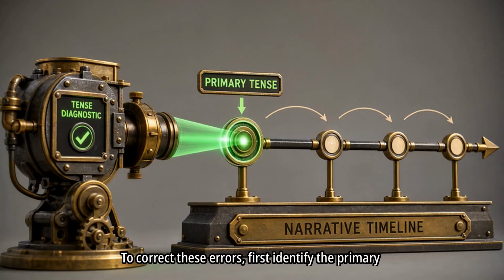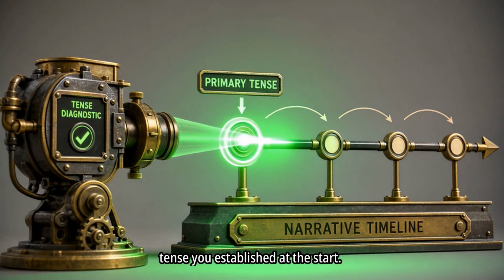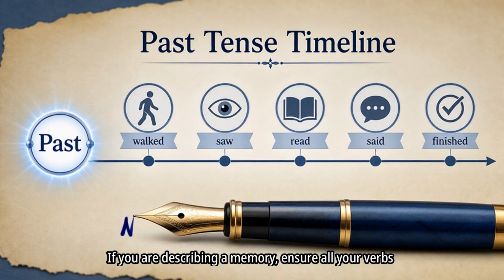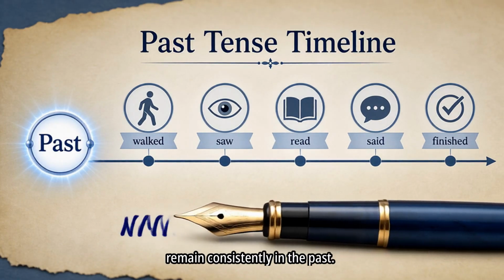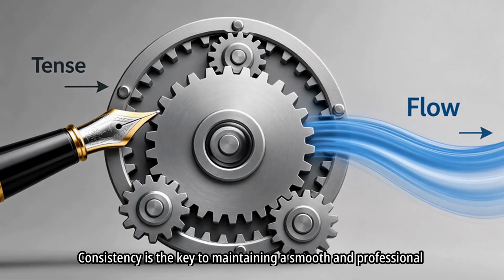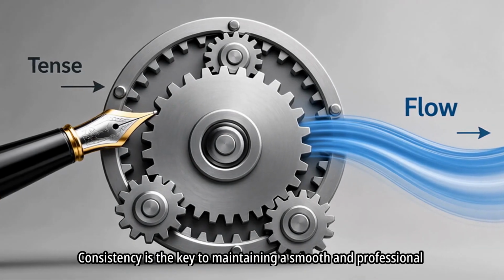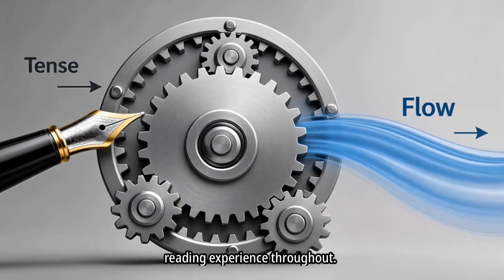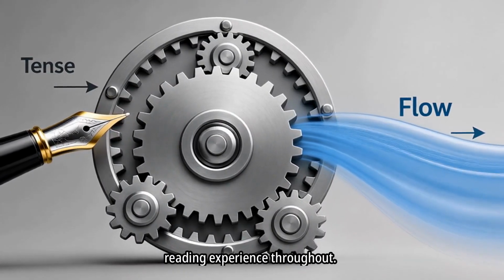To correct these errors, first identify the primary tense you established at the start. If you are describing a memory, ensure all your verbs remain consistently in the past. Consistency is the key to maintaining a smooth and professional reading experience throughout.